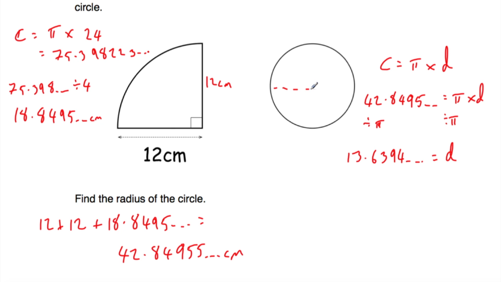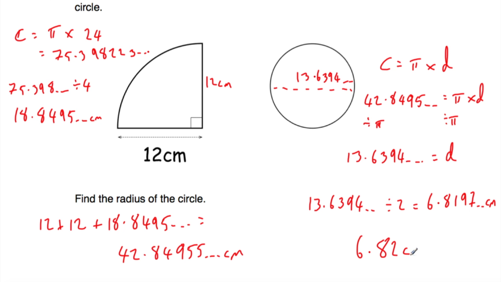So the diameter of the circle the whole way across is 13.6394 and so on. But we want to find the radius of the circle, so we now need to divide this diameter by 2. So 13.6394 and so on divided by 2 is equal to 6.8197 and so on centimeters. And let's just round our answer to 2 decimal places. So that'll be 6.82 centimeters. And that's it. Okay, let's have a look at our next question.